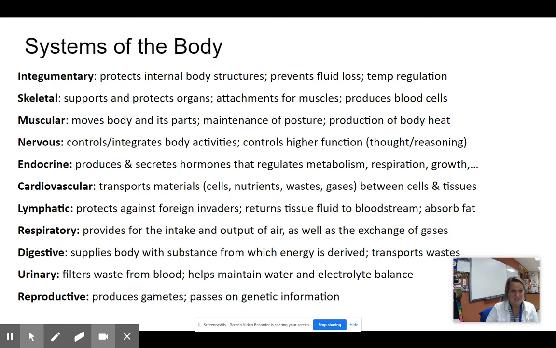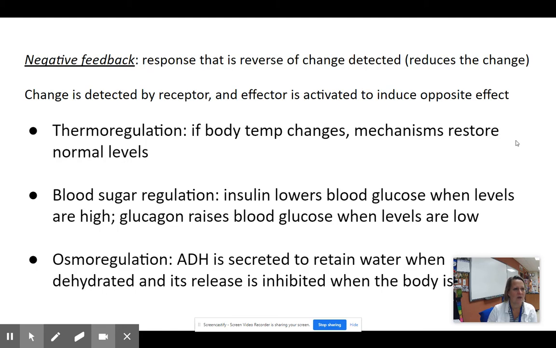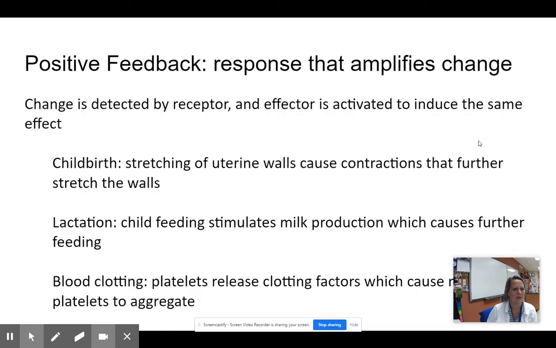Here's a list of the systems of the body. You're going to do an exercise that will ask you to look at how those work together. So this is more of a reference. We're going to talk about homeostasis tomorrow, so that will be coming.